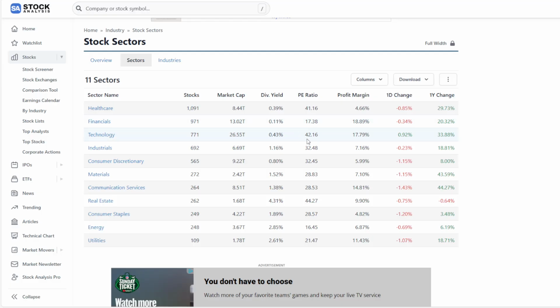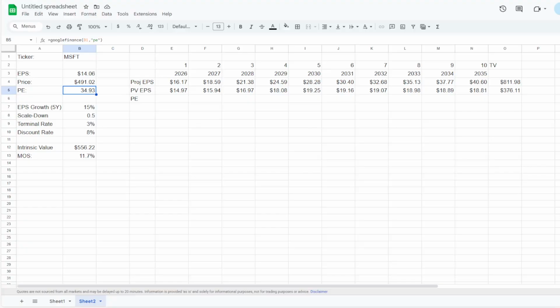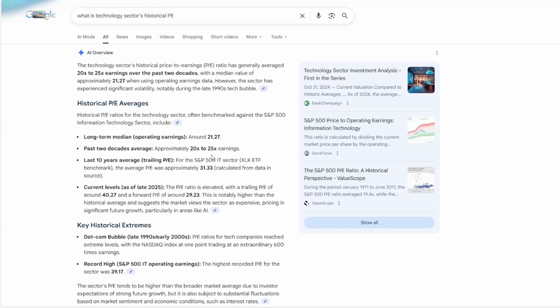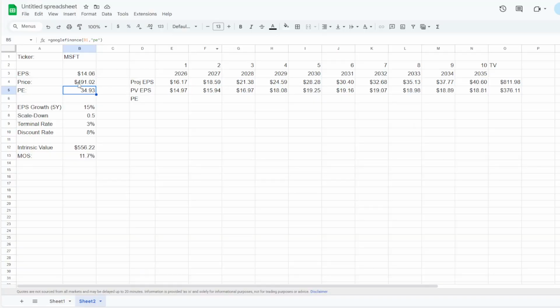So that kind of suggests that right now people are excited about technology. It's driving valuations up. And so Microsoft is currently trading at a PE ratio of about 35, which is much higher than the historical average, but it's lower than the sector right now. So basically what I want to know is if I buy a share of Microsoft today at 491 bucks, what's the future PE ratio going to be?